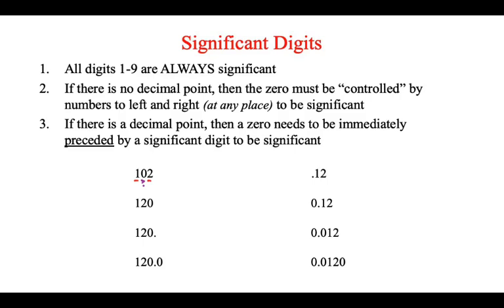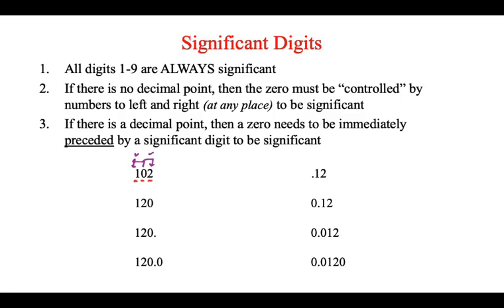Okay? So in this case, there is no decimal point specified, so your 0 must be controlled. So we have to have a significant digit to the left and to the right. So look to the left of that 0. What do we have? Significant digit. For those people shouting 1, that's not necessarily bad, but that's not what we're looking for. What we're looking for is a significant digit. Look to the right, significant digit, which means that 0 is a significant digit. All 3 are significant. Okay?